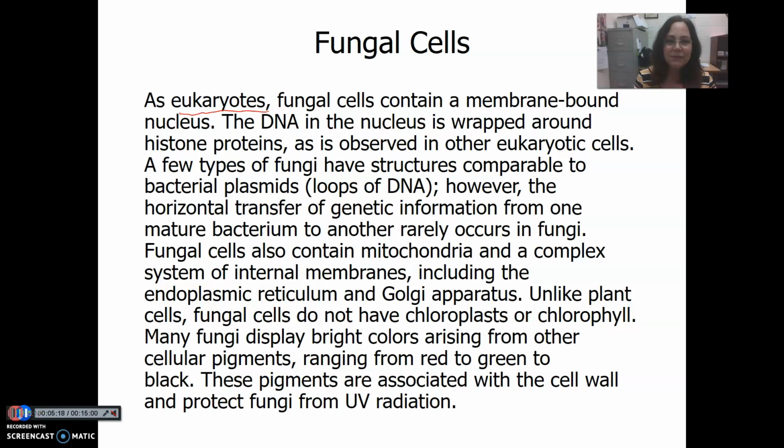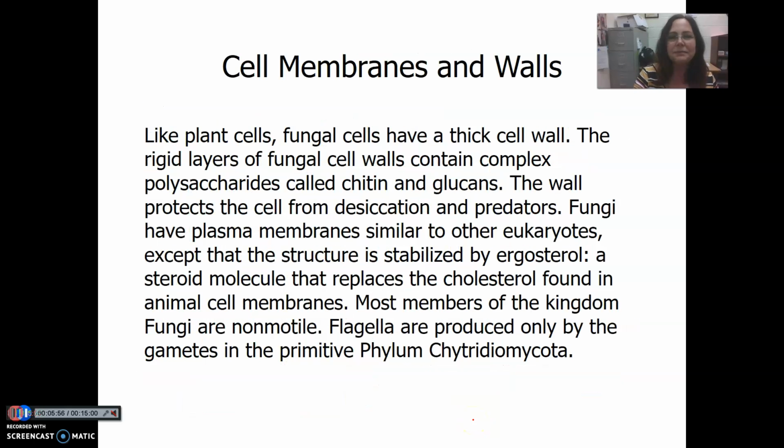But speaking of pigments in fungi, some of them have bright colors. You've seen some that have a boring regular color, like grayish or white or brown. But there are fungi that have bright colors like red, green, black, orange, yellow. And these pigments, rather than absorbing light and carrying out photosynthesis, are associated with the cell wall and protect the fungi from ultraviolet radiation. So the pigments have a protective function rather than photosynthesis.